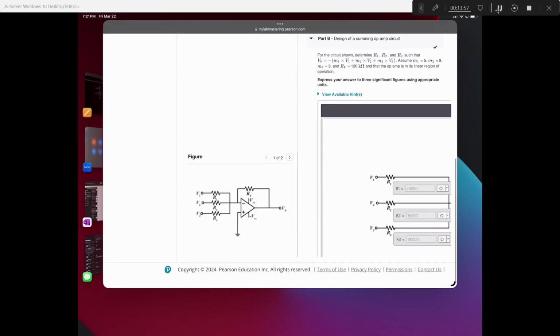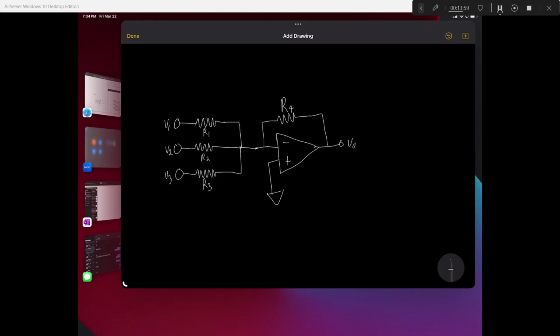Alright, let's draw this amplifier really quick. Now that we've drawn this circuit, now that we've talked about this before, these points are equal. This one's connected to ground, so we know that the one on the bottom, or the one on top, the negative terminal, is going to be 0 volts here.